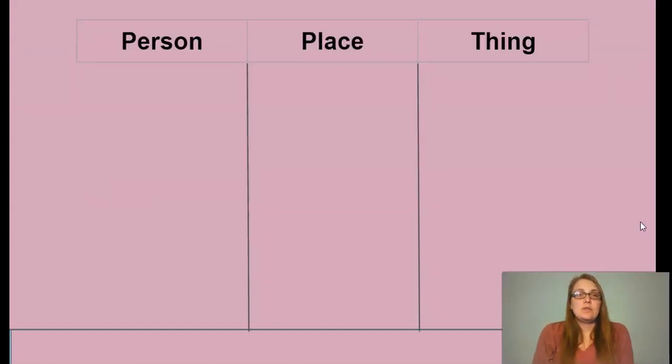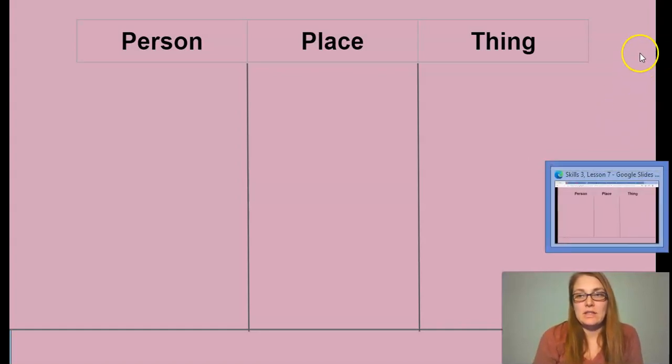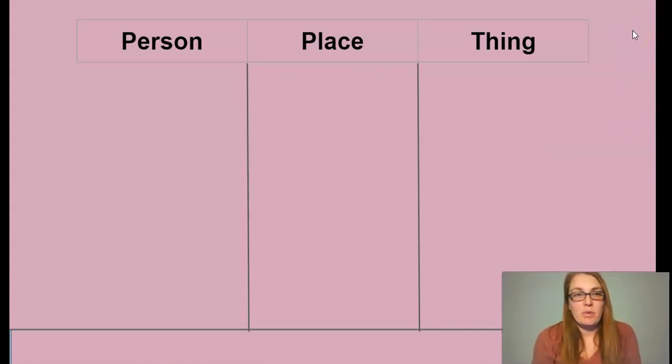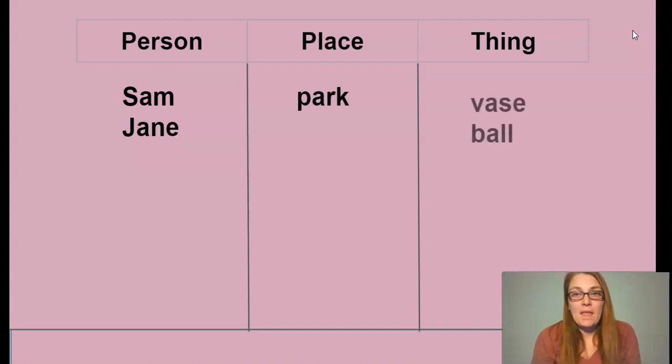Okay, in those two sentences, there were many nouns. A noun is a person, a place, or a thing. So let's look at some of the nouns that were in the sentences. See how many you can remember. Sam and Jane were the two people, and they are capital letters. They are someone's name, which means they are proper nouns. The place, park, and the things, there was a vase and a ball.